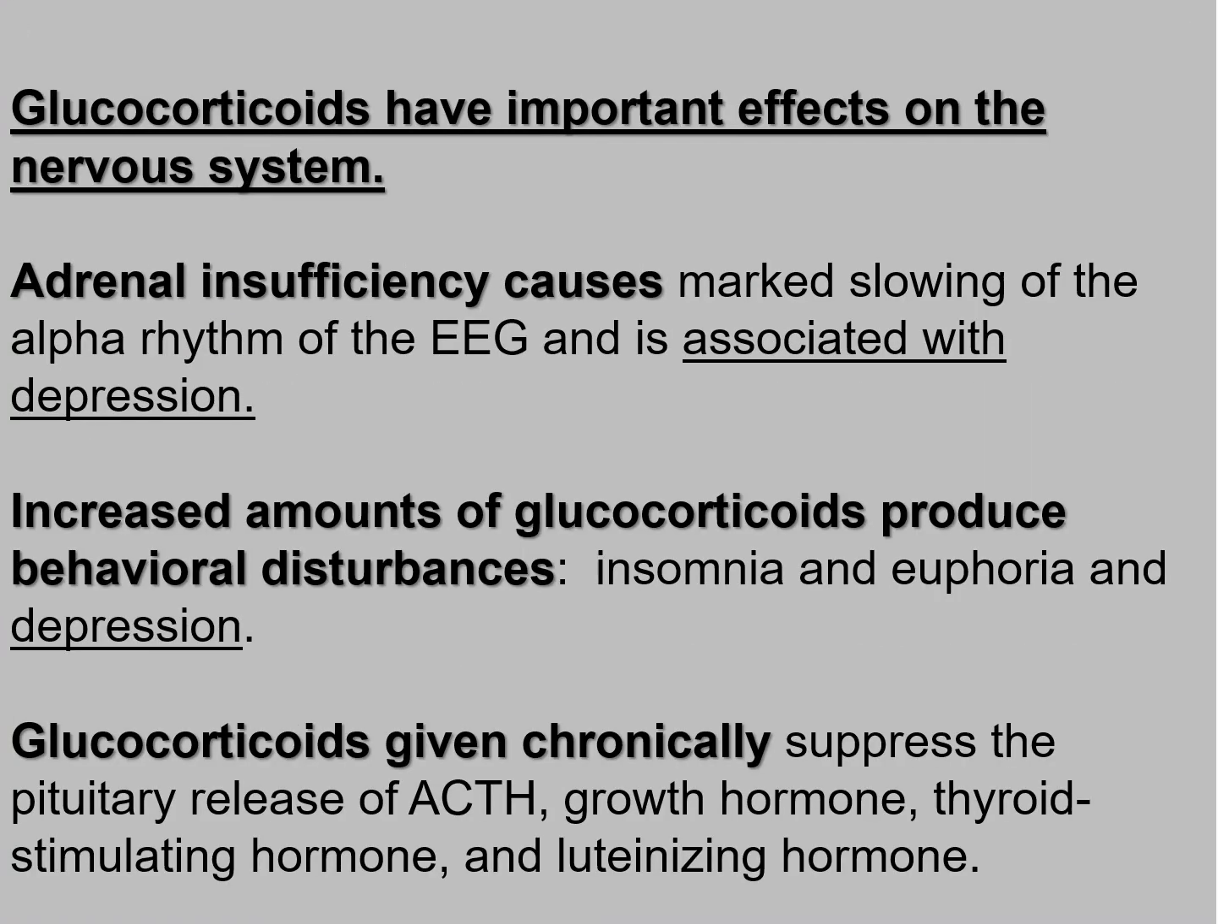There are certain important effects of the glucocorticoids on our nervous system as well, and what is it? They cause marked slowing of the alpha rhythm of the EEG, and this causes depression. Increased amounts of glucocorticoids produce behavioral disturbances like insomnia, means neend na aana, euphoria, means you are laughing or you are happy without any reason, and depression.